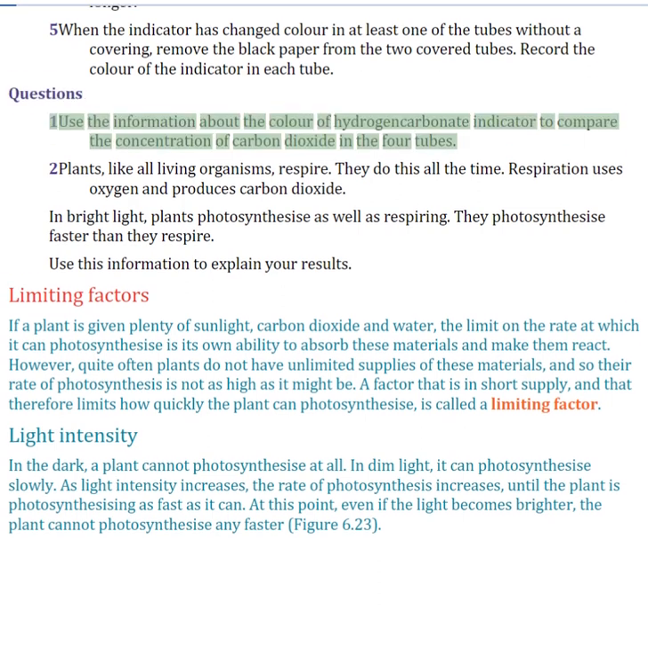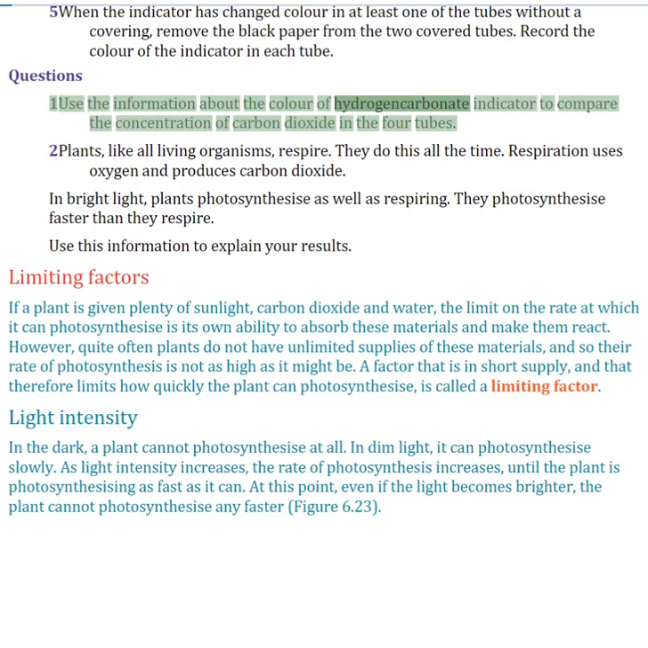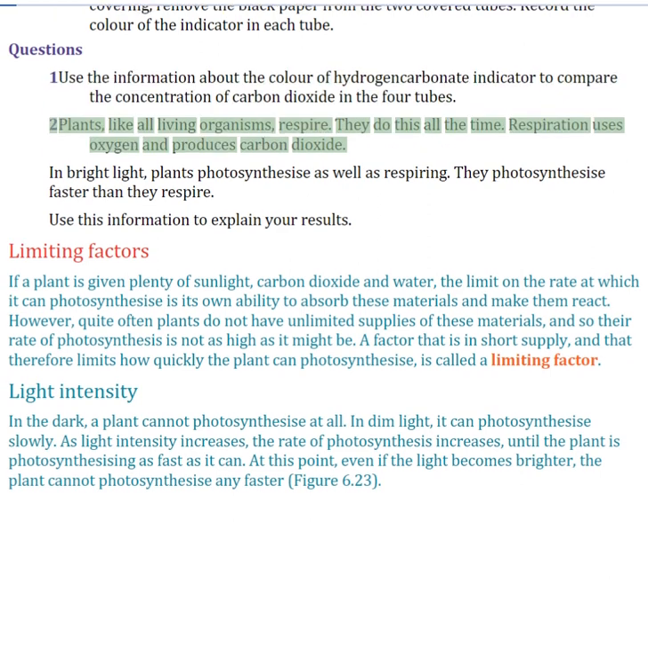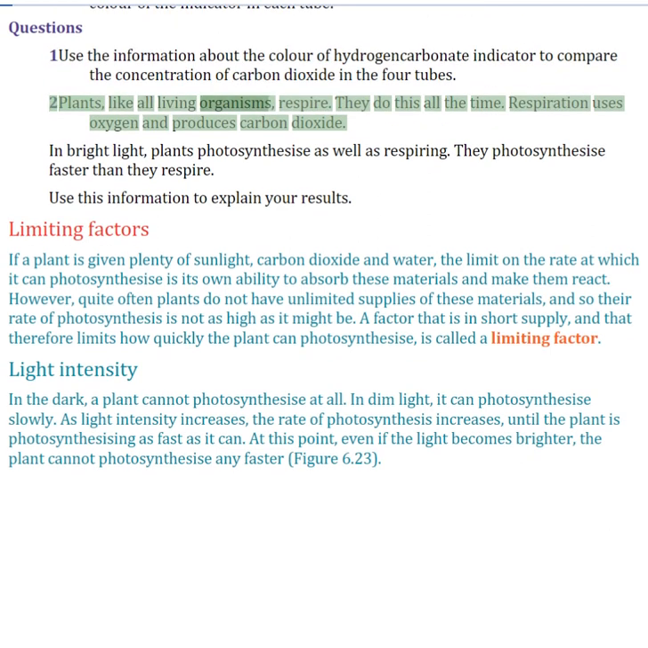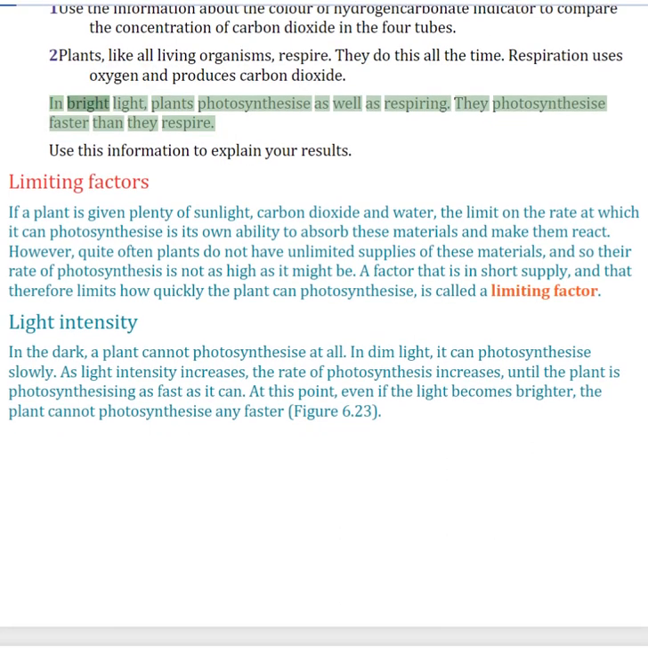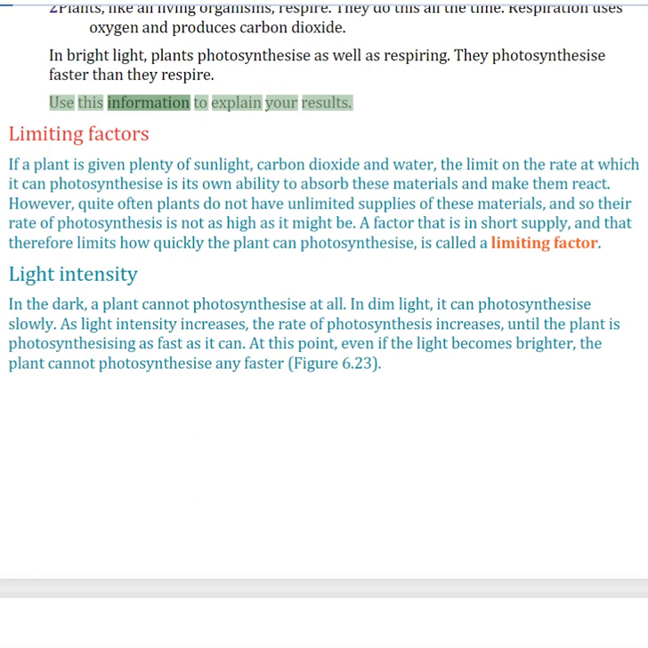Questions. 1. Use the information about the color of hydrogen carbonate indicator to compare the concentration of carbon dioxide in the 4 tubes. 2. Plants, like all living organisms, respire. They do this all the time. Respiration uses oxygen and produces carbon dioxide. In bright light, plants photosynthesize as well as respiring. They photosynthesize faster than they respire. Use this information to explain your results.